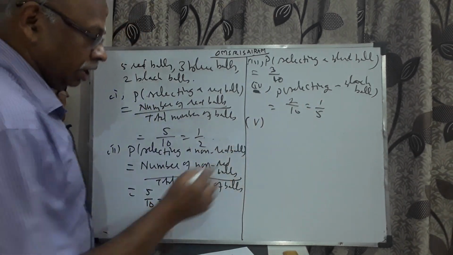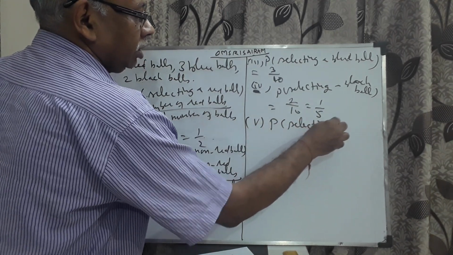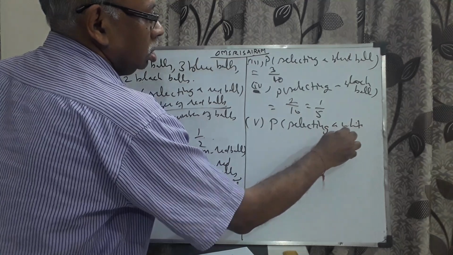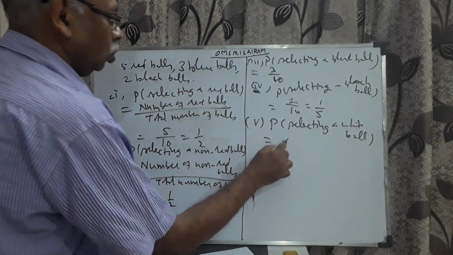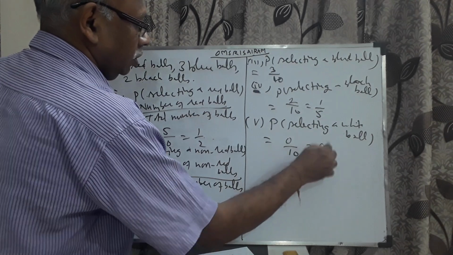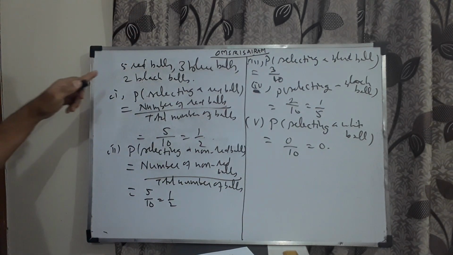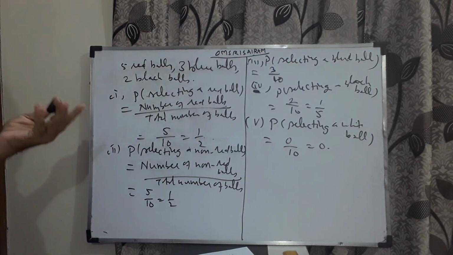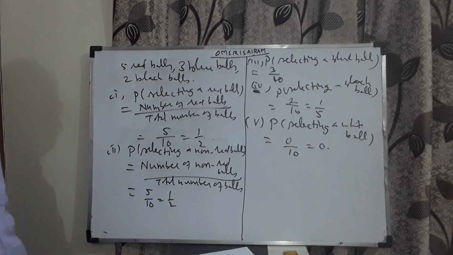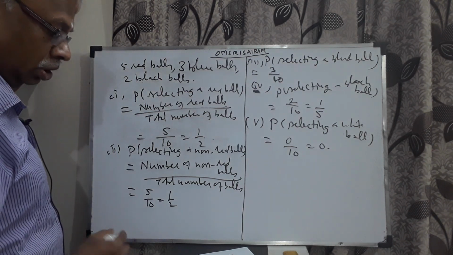Then subdivision 5, P of selecting a white ball. Here the number of white balls is 0 by 10, which is 0. It's an example of an impossible event. There are only red balls and blue balls and black balls. Selecting a white ball is not at all possible. We can't think of selecting a white ball, so P of selecting a white ball will be 0 here.